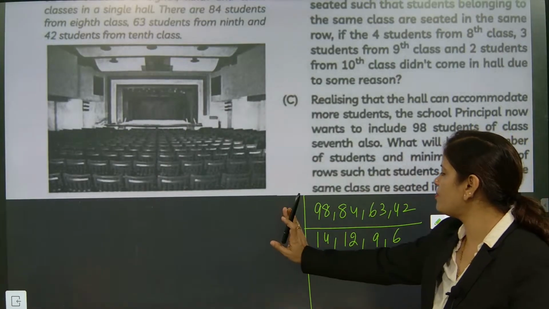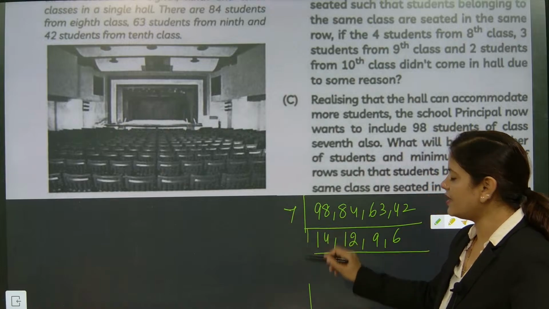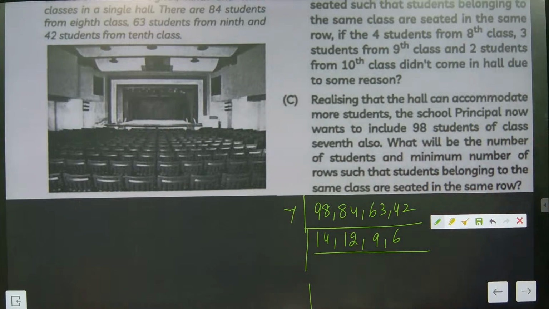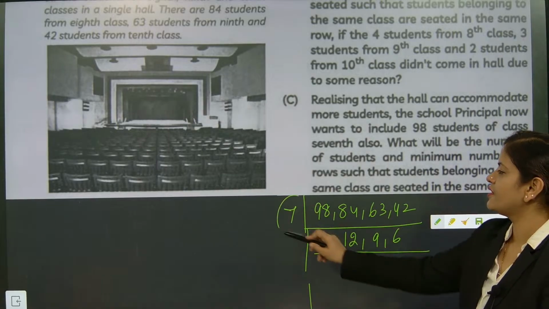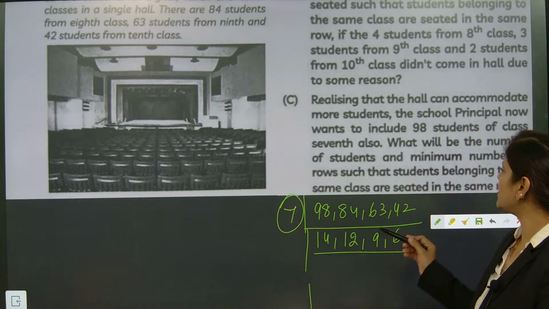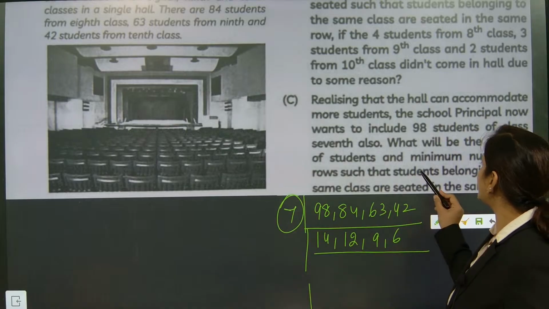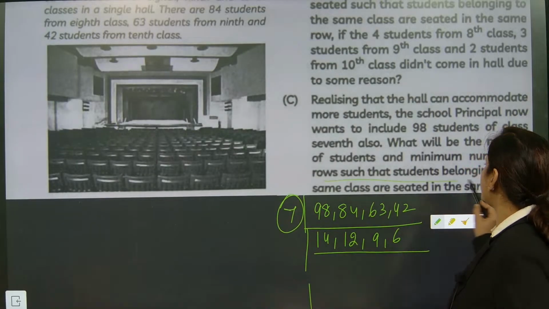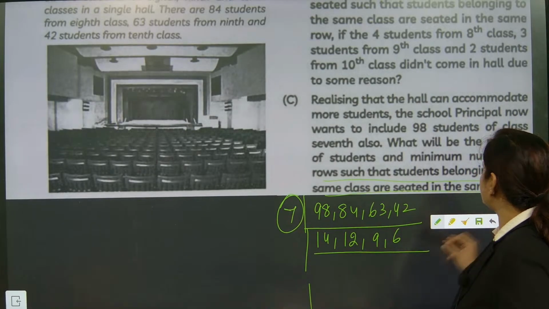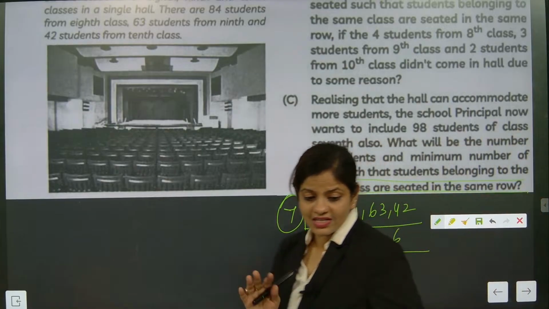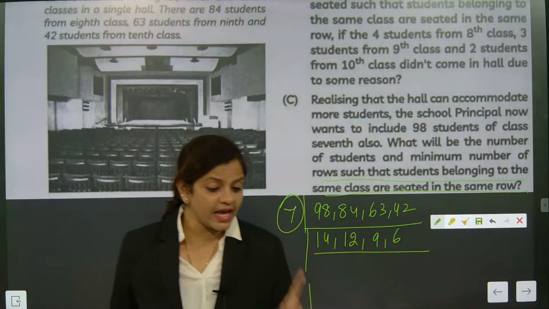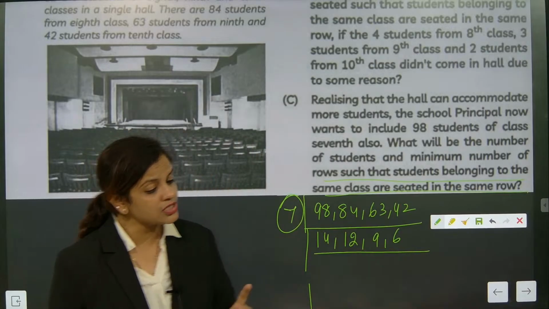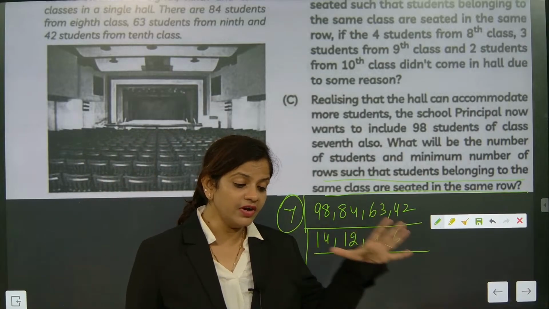So now how many rows will be there? The moment he reduced, how many will be possible? So see, look here, the moment he will be reducing, now what is the HCF? 7. How many rows will be there? 7. After that, what are they telling? That students belonging to the same class are seated in the same row. So 7 is there, but 7 is not the complete answer, because they are telling same class.